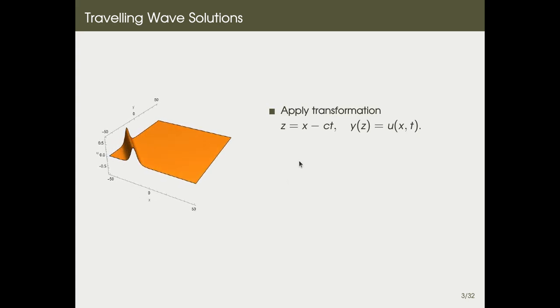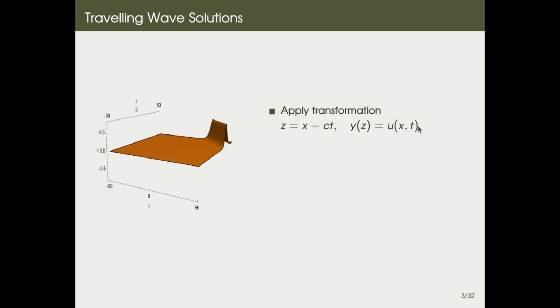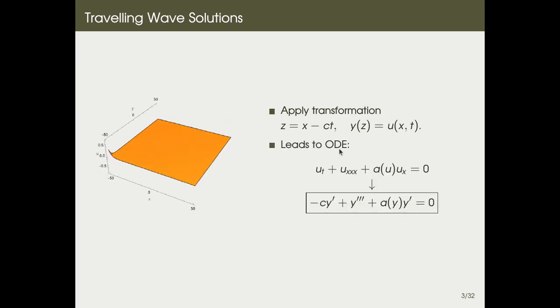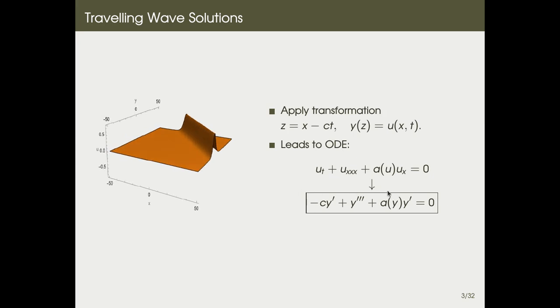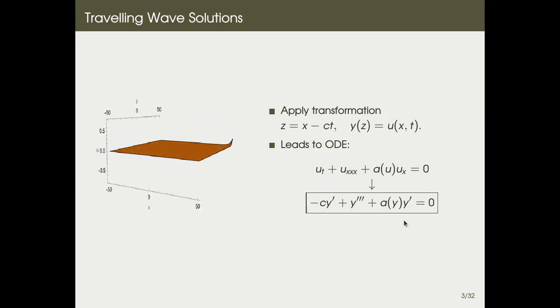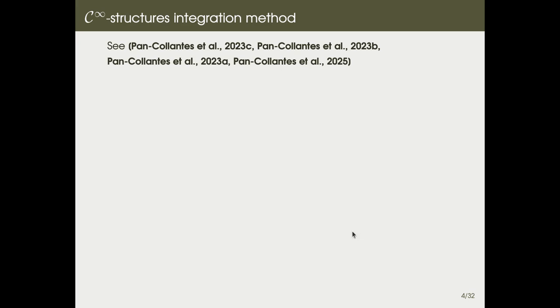For this purpose, we apply the traveling wave ansatz, which is this transformation here, and in this way we reduce our original PDE to this third-order ordinary differential equation. In order to solve this ODE, we will use our geometric approach, which is based on the theory of C-infinity structures. This method is rooted in differential geometry and allows us to systematically integrate the ODE by transforming it into a sequence of Pfaffian equations.